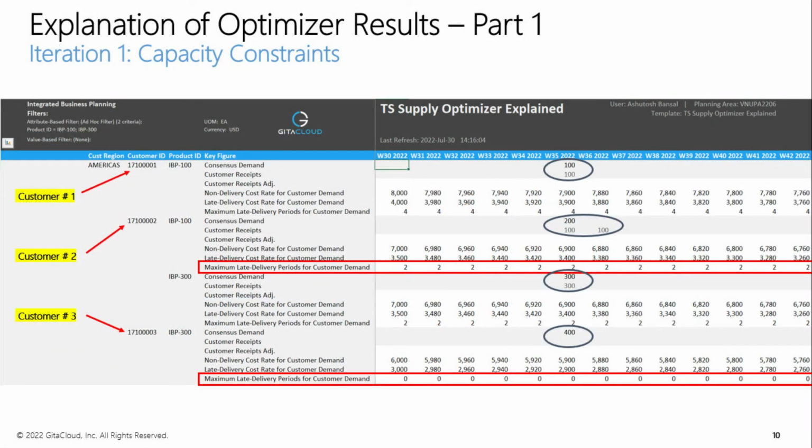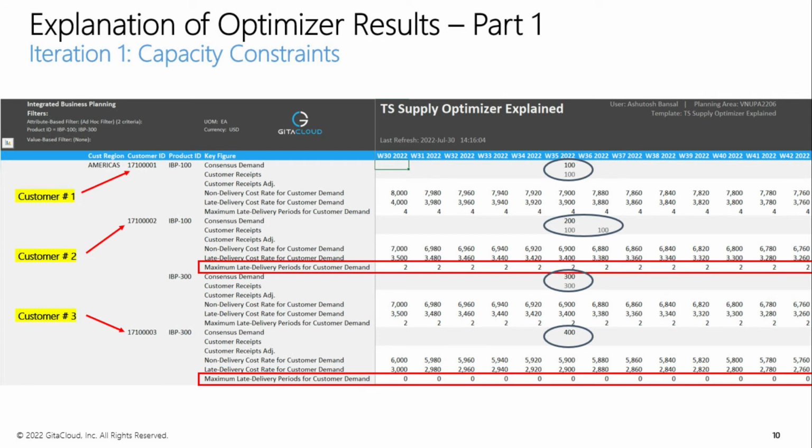Capacity supply of 500 in week 32 is already fully consumed by higher priority demands from customer 1 and 2, this leaves customer 3 with no receipts. Remember, customer 3 does not accept late shipments at all, as max late delivery periods key figure is set to 0. So, producing a week later in the plant does not help customer 3. Customer 2 does allow late fulfillment up to 2 weeks, which is why we were okay to ship 100 units a week late.